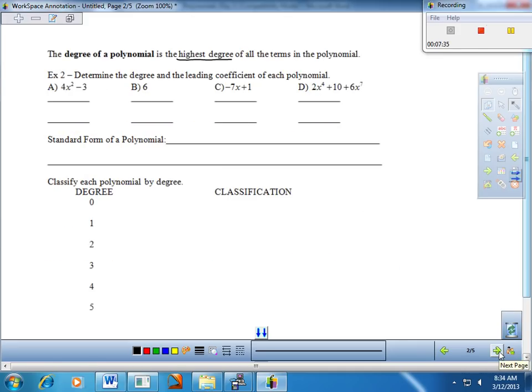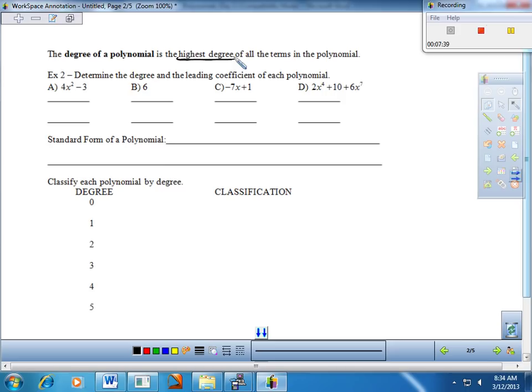Okay. So the degree of a polynomial is the highest degree of all the terms in the polynomial. And so when we have multiple terms, we just look at each and every one, and whichever has the highest exponent, that is how we attach the degree. And so let's go ahead and just do example 2. We can do this fairly fast.